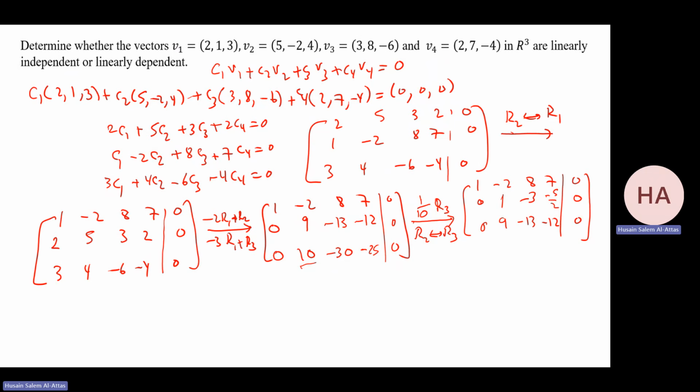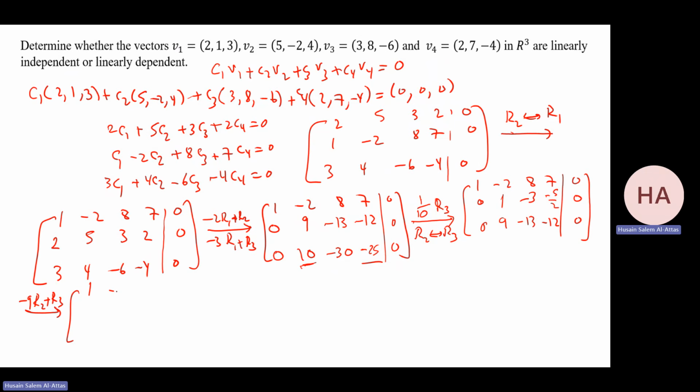Now multiply by minus 9 and add it. Minus 9, R2 plus R3. You understand what I did? I multiply by 1 over 10, then I interchange R2 with R3. You need to find ways to solve this. Okay, so I have what?